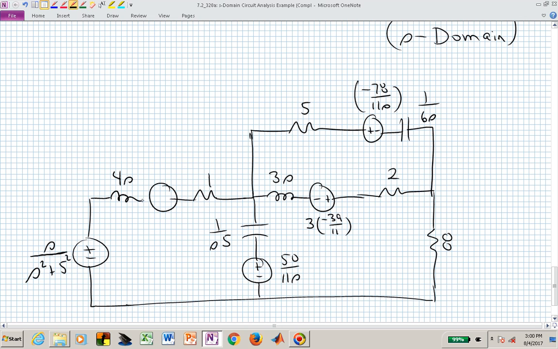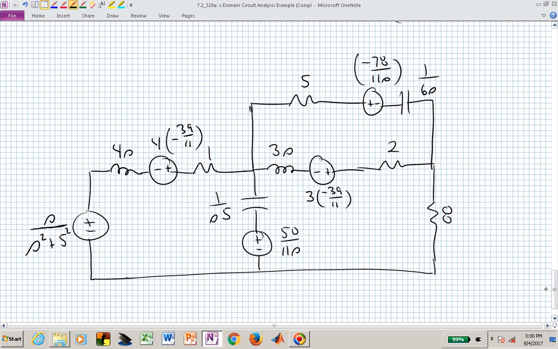And the source now needs to be consistent with the direction that we had defined the positive current, and that's now minus plus, and it's L times I sub L sub 1, so we now have L, which was 4, and I sub L sub 1 was minus 39 over 11. And now we have all of our initial conditions incorporated. Now we have 5 different sources to contend with.